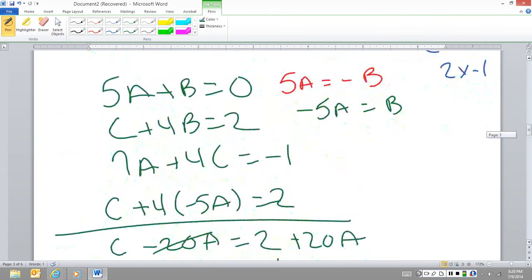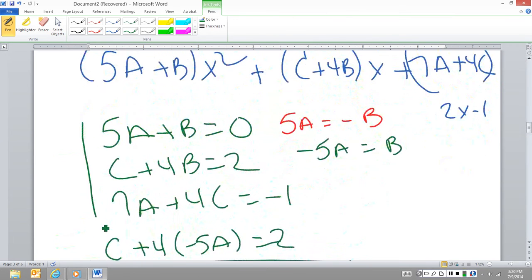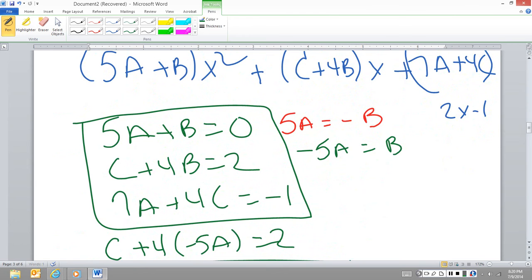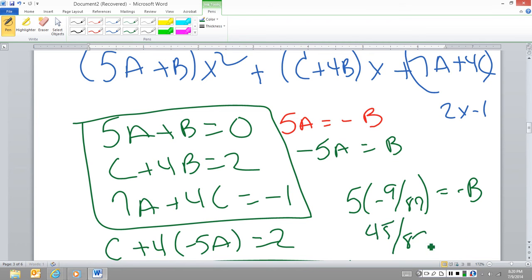And now I need to go back up to my original three equations and find B and C. I just found A. So if I do 5 times negative 9/87 equals negative B, that means that 45/87 equals B. Yay! So 45/87, this is B. Now I just need to find C.